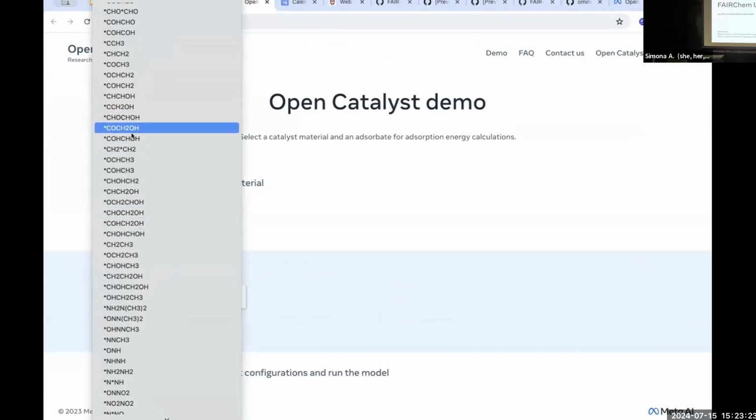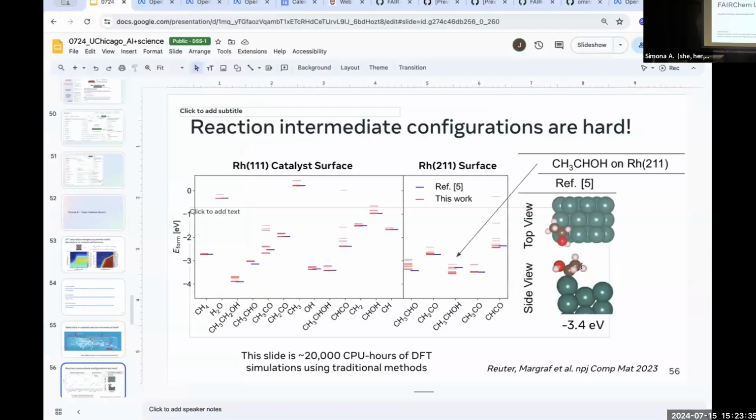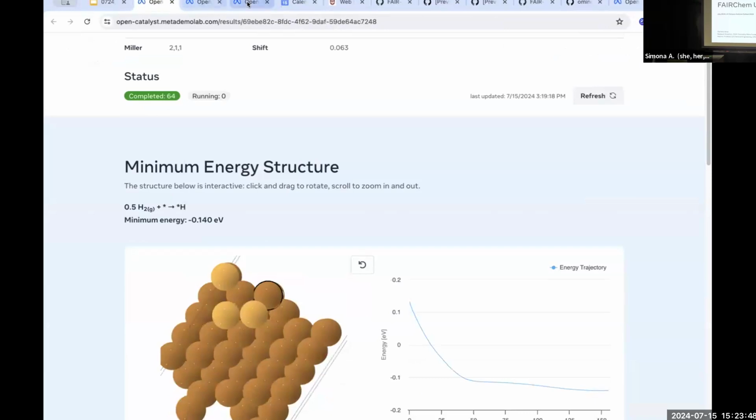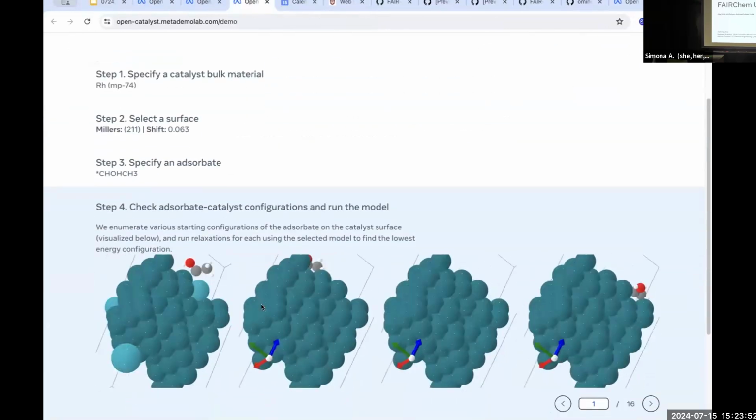CHOH, CH3, where is it? There we go. So this was the paper that AJ and I had written in 2017. That was the orientation that we had found. Let's go and find this thing. These all look like the same molecule. These are all different ways that we can place it.